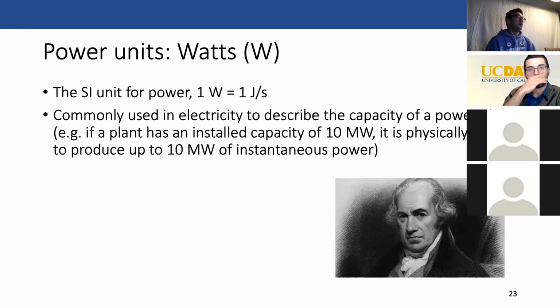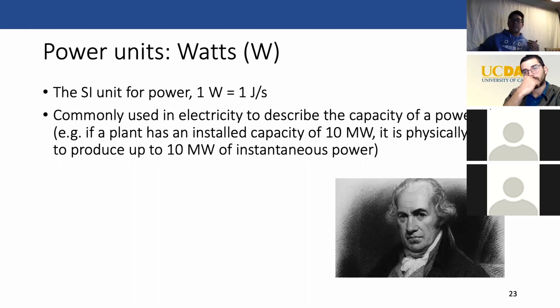This is really commonly used in electricity. We can use this to describe, for example, the capacity of a power plant. If a power plant has an installed capacity of 10 megawatts, that means it's physically able to produce up to 10 megawatts of power instantaneously. Certain types of power plants, for example nuclear power plants, will produce up to their nameplate capacity, which is the capacity number I'm talking about, most of the time, because they have to stay on.